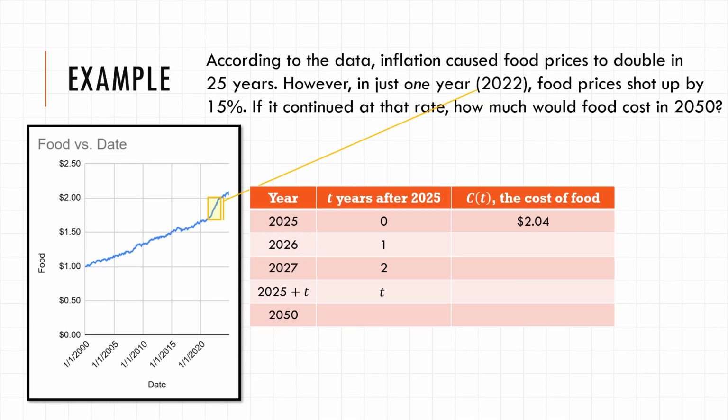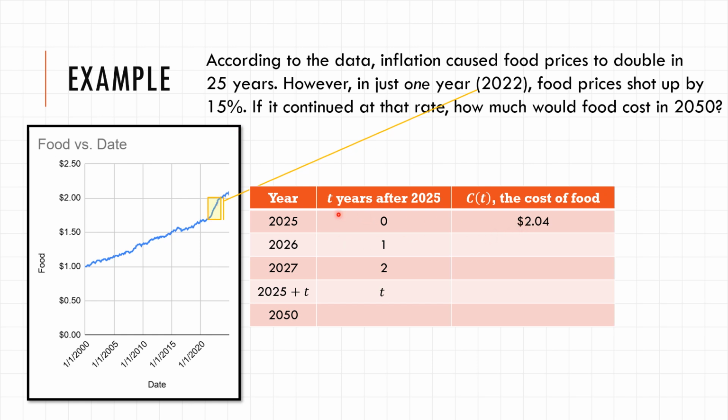In this example, I'm going to take a look at that inflation data. So according to this data, inflation caused food prices to double in 25 years from $1 to just above $2. However, there were some years that were really bad. For example, in just this 1 year in 2022, which is just around the COVID-19 pandemic, food prices shot up by 15%. And now if this continued at that rate, continued going up 15% every year, how much would food cost in 2050? Would it double again from $2 to $4? Or would it go up even faster than that?